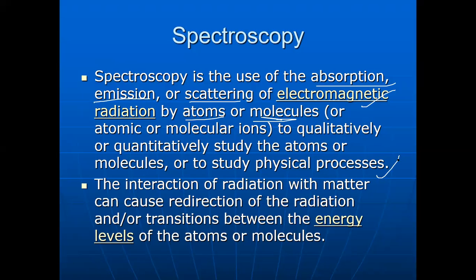That is what spectroscopy is. Either some absorption will take place, or some emission, or some scattering. Mostly the turbidimeter is what we usually see for scattering of electromagnetic radiation by different atoms and molecules. So the interaction of radiation with matter can cause redirection of the radiation and or transitions between the energy levels of atoms and molecules.